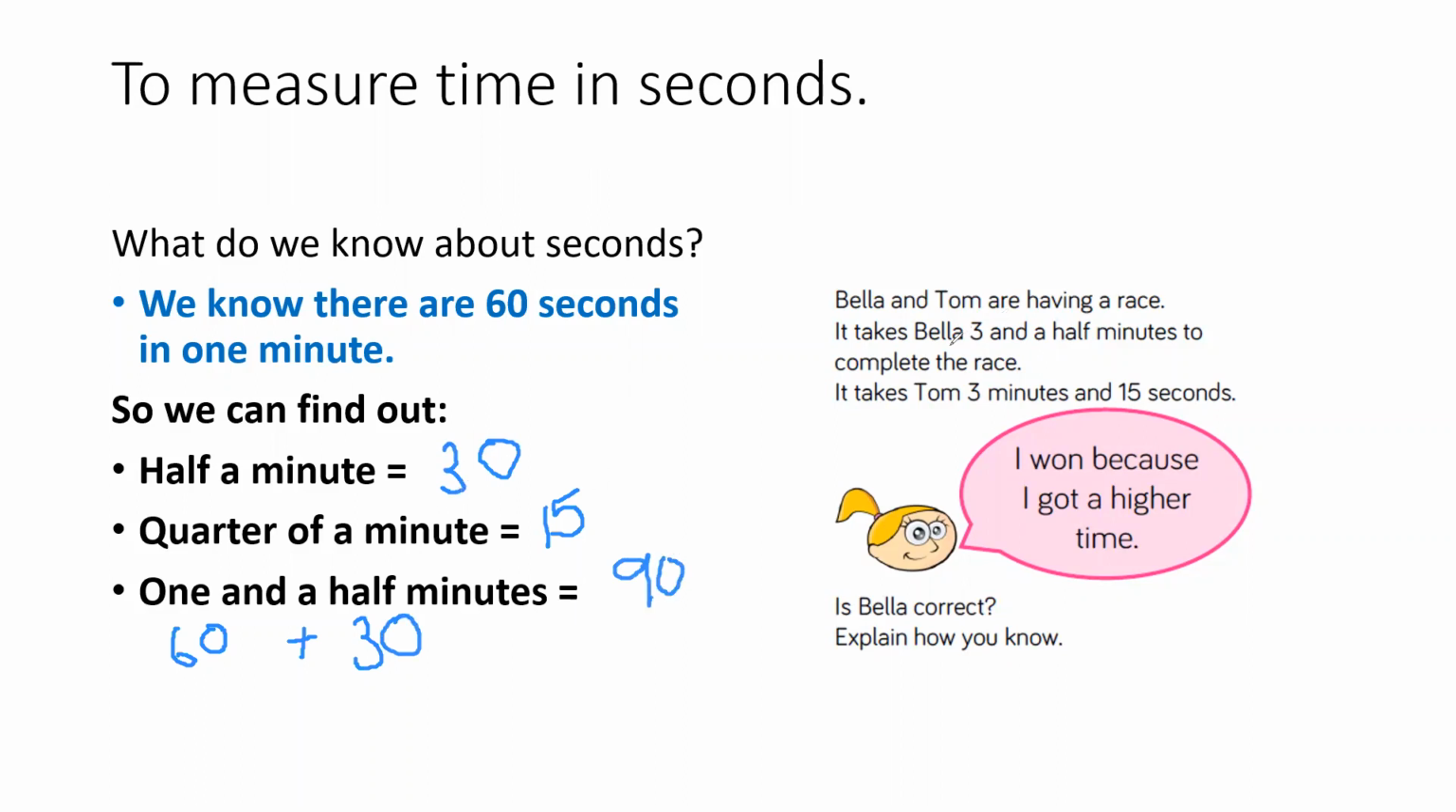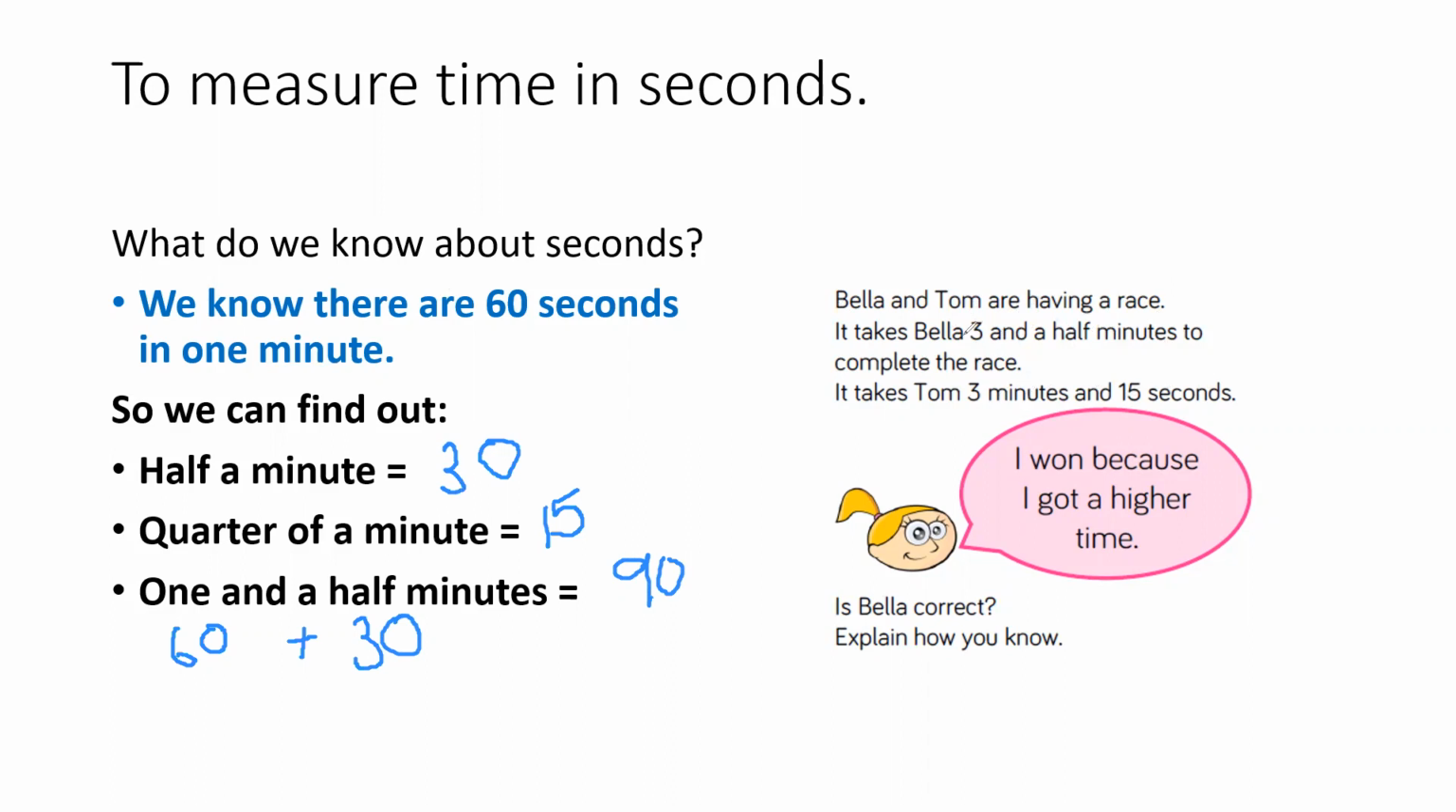Let's have a look at this question and see how we can get on with this one. Bella and Tom are having a race. It takes Bella 3.5 minutes to complete the race. It takes Tom 3 minutes and 15 seconds. Well, we're working these out. They're not both measured the same way. Bella's is all in minutes, 3.5, whereas Tom's is in minutes and seconds.